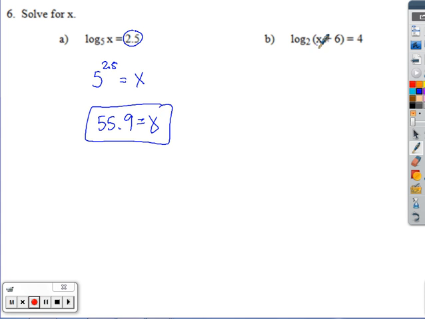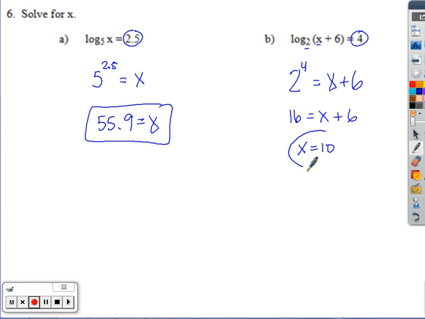Over here, same thing. The x is inside the log. That's no good. So we're going to change this out of log. So 2, the answer becomes the exponent, to the 4th equals x plus 6. 2 to the 4th is 16 equals x plus 6, which means x is 10. So there's your team test explained.